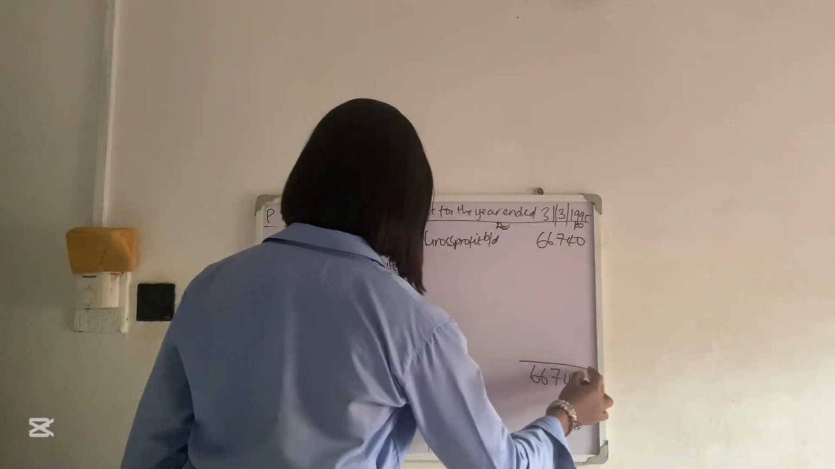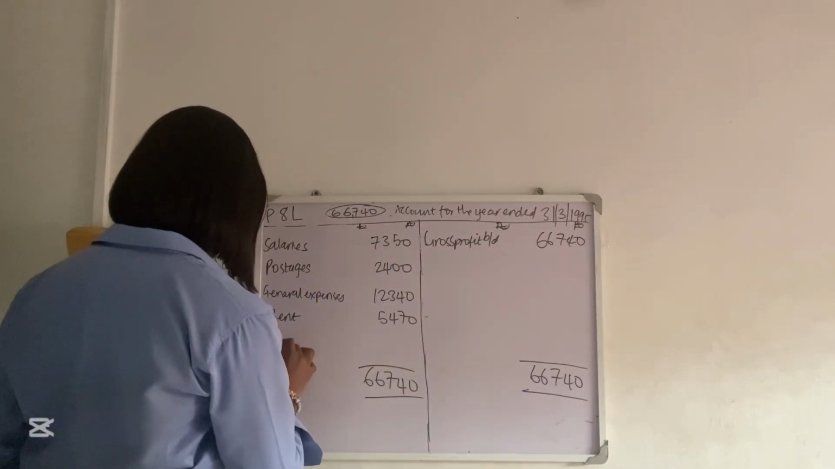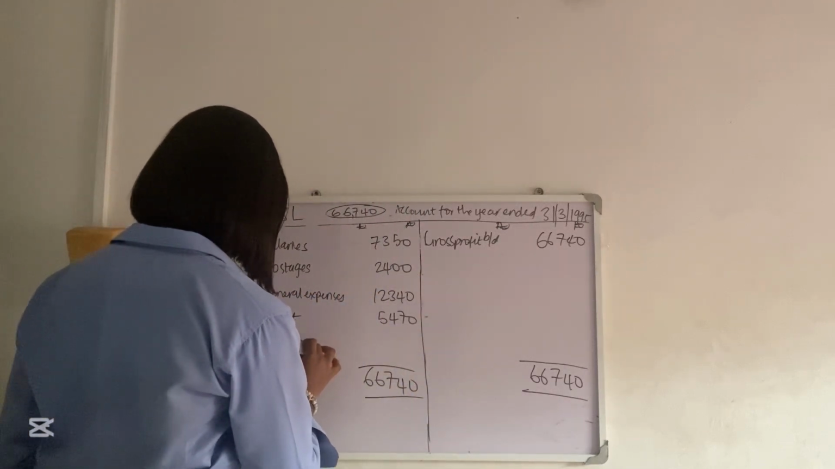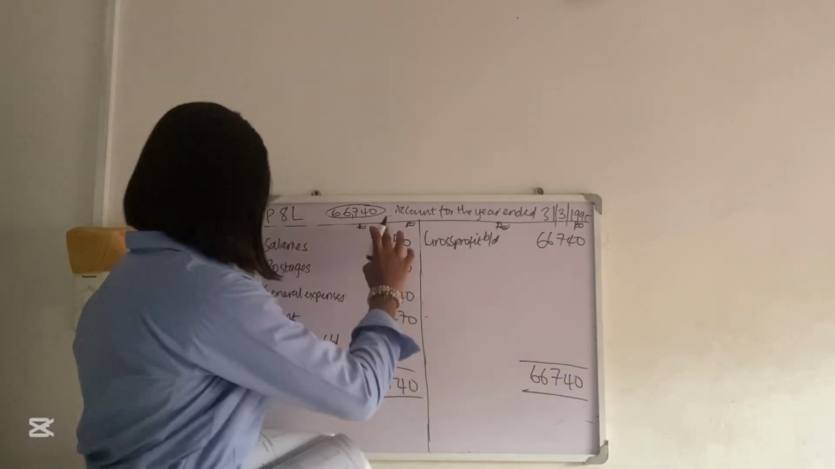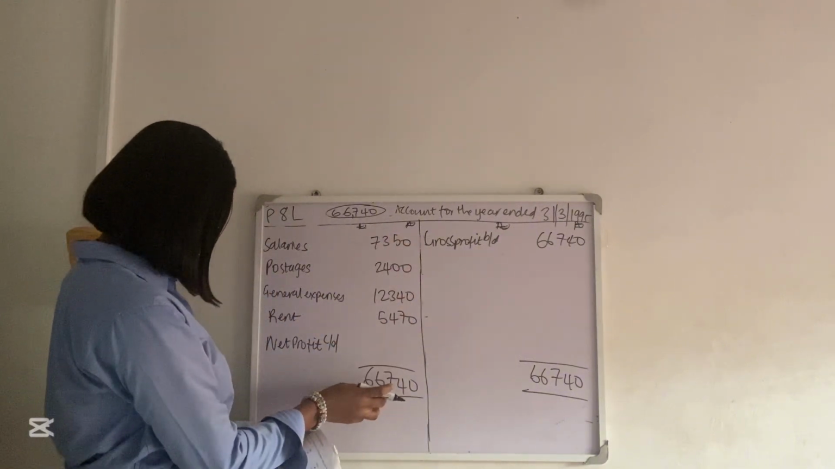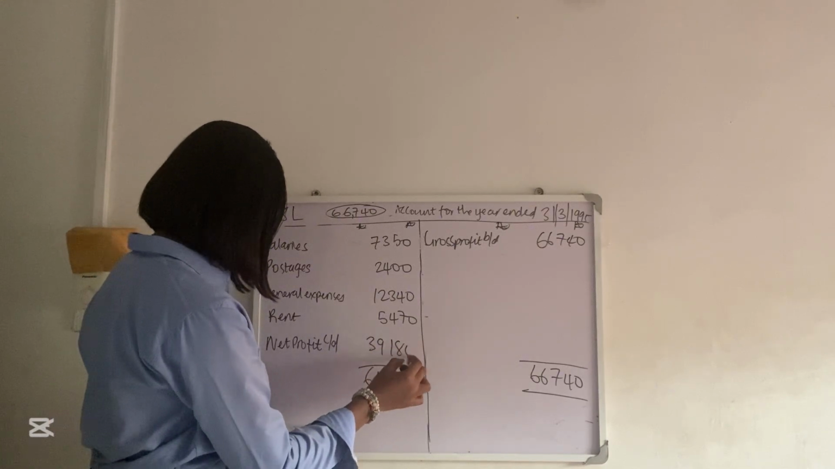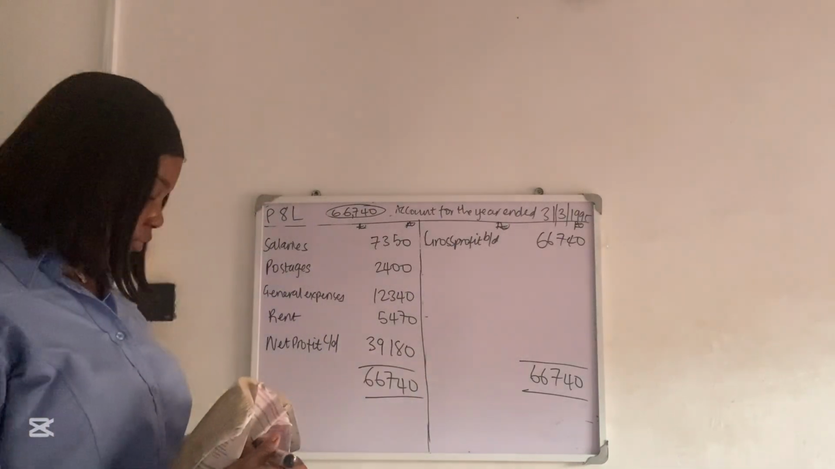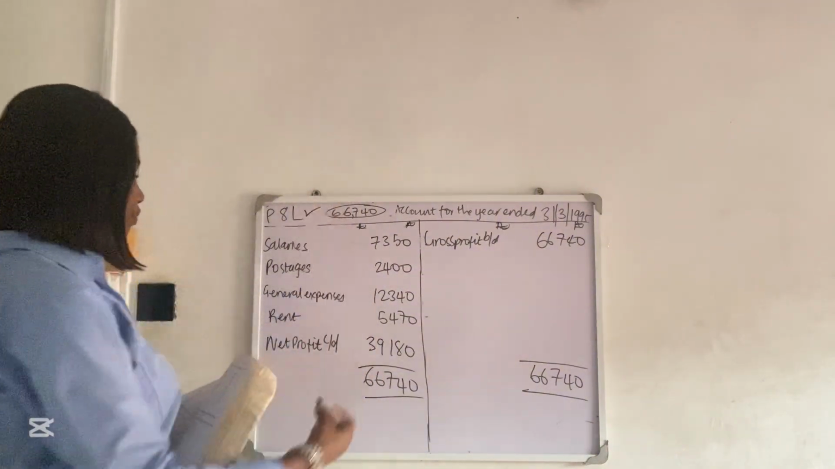Now the difference between all of this will be our net profit. Net profit is the balancing figure, net profit carried down. Once you add all of these and subtract it from this, you get 39,180. So now we've done our P&L account. I think we can tick this off now.